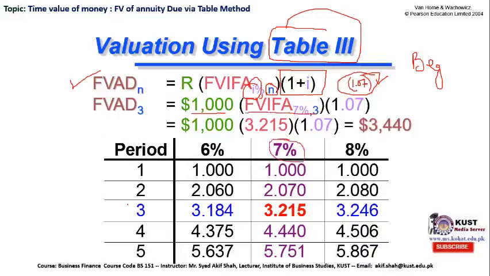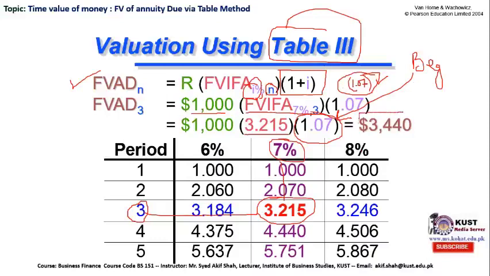the point at which they intersect is 3.215. You can multiply 1000 with this factor 3.215, and then additionally you need to compound it one more time. The reason for one more time compounding is that you are investing your money at the beginning of each period. So therefore it will get an additional compounding to reach the maturity date.